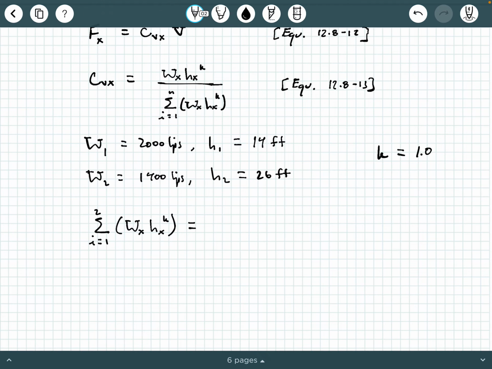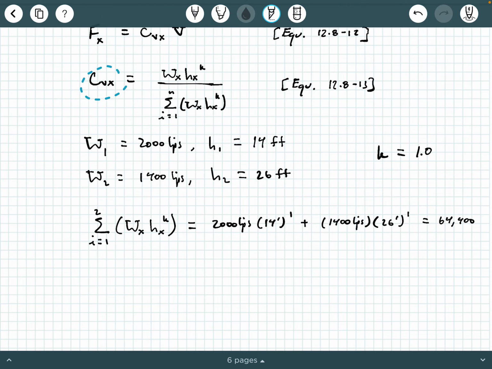So this is going to get expanded to be 2,000 kips times 14 feet raised to the first power plus 1,400 kips times 26 feet raised to the first power. So I'm going to crank this through, and this is going to be the denominator of that CVx calculation. Okay, so I get 64,400 as that denominator here, okay?